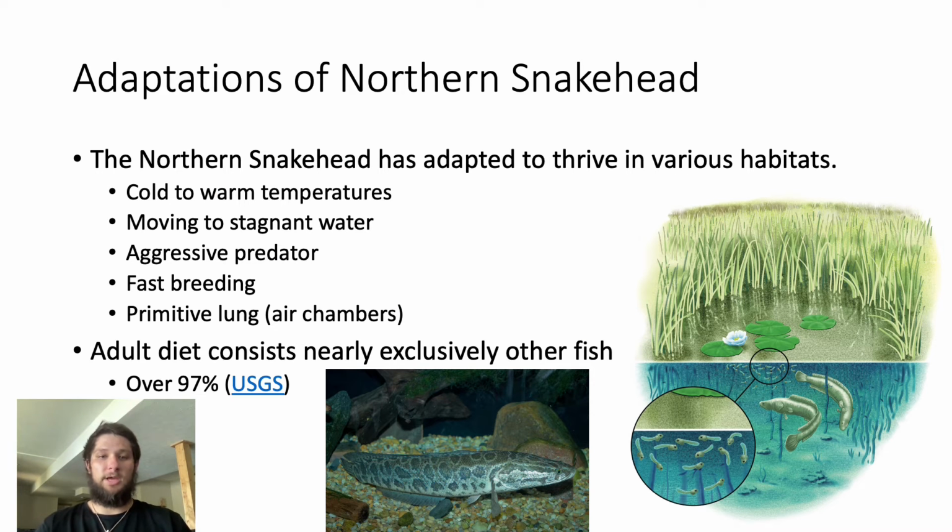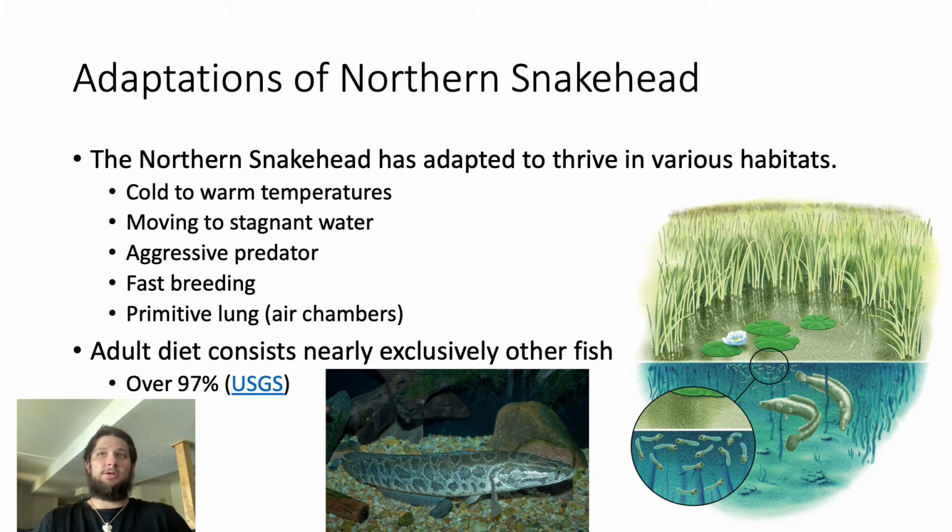So, what kind of adaptations does the northern snakehead have? The adaptations that the northern snakehead has that allow it to thrive as a non-native invasive species in so many regions around the world are that it is adapted for cold and warm water temperatures. It's able to survive in moving and stagnant water.